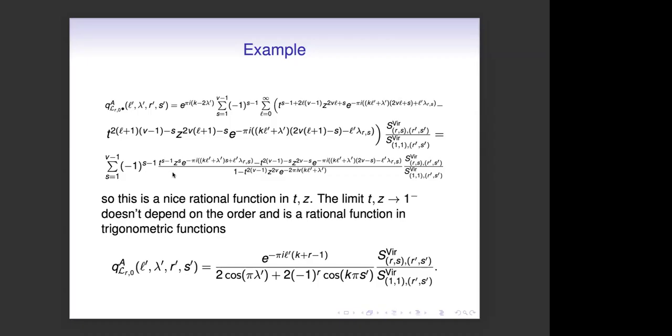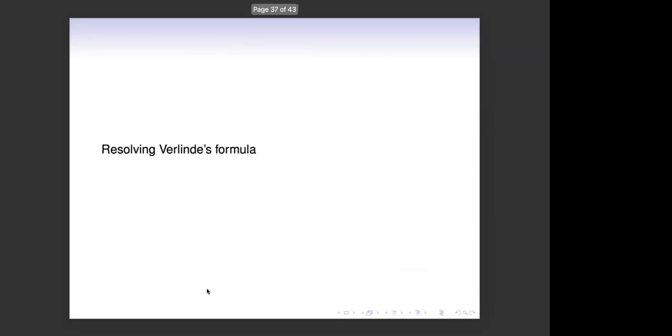Anyway, so you get a big sum, and this big sum clearly converges if T and Z are both less than 1, and it converges to a nice rational function. This third line, a relatively nice rational function in T and Z. And this rational function I can clearly specialize to T and Z going to 1. I just set them to 1. That's fine. And if I do so, then it in fact simplifies even further to this quite pretty identity at the bottom here. So this is the resolution idea.